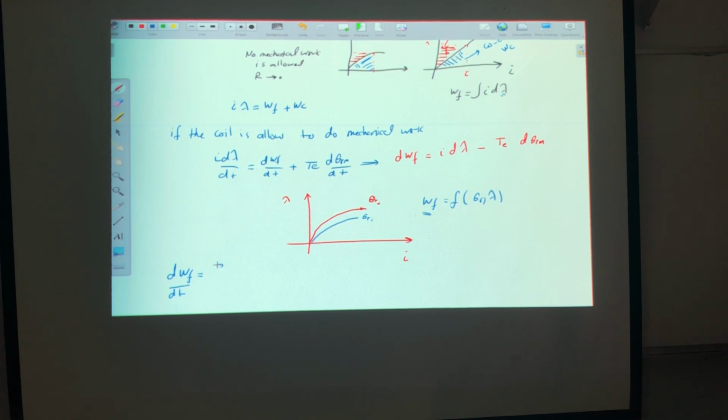So this will be partial omega f by partial lambda, this is the first one, d lambda, plus the second one, partial omega f by partial theta r d theta.